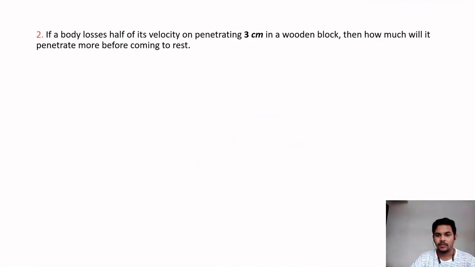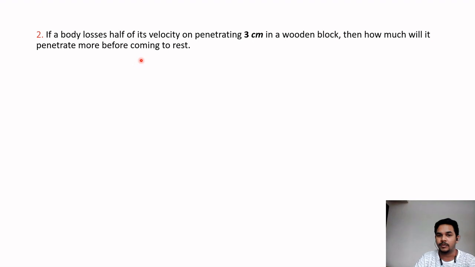So after the first question, let's start the discussion of the second question. What is given: if a body loses half of its velocity, remember, half of its velocity, on penetrating 3 centimeter. This is like a block, and it moves inside the block the first time 3 centimeter, and in that process it has lost half of its velocity, in a wooden block. Then how much will it penetrate before coming to rest?